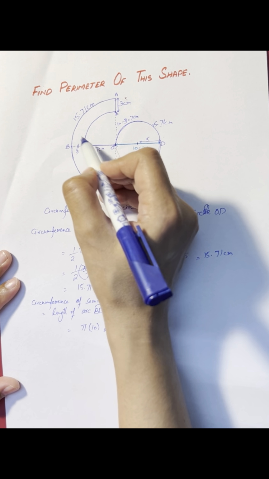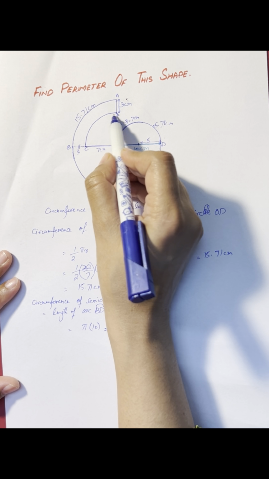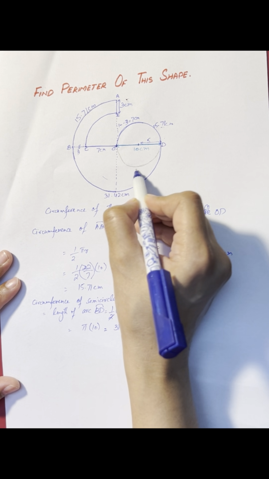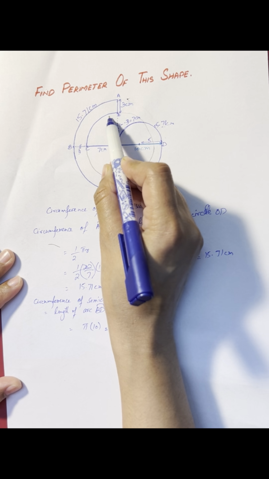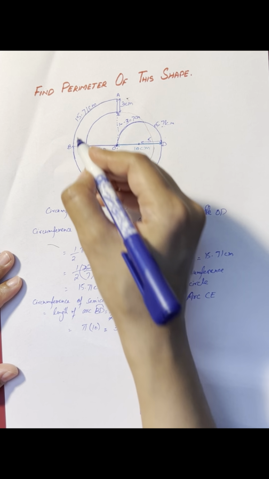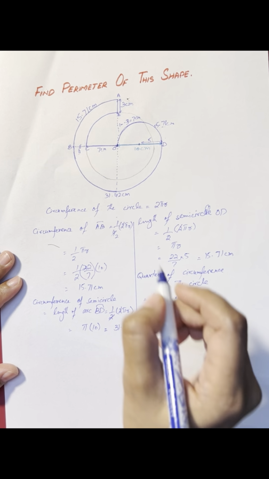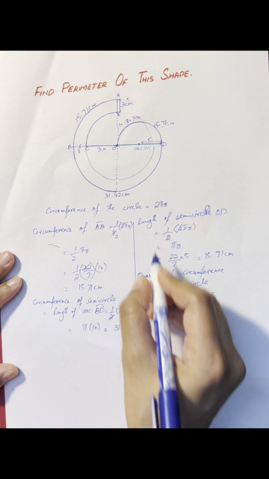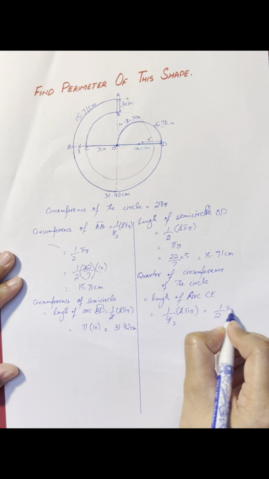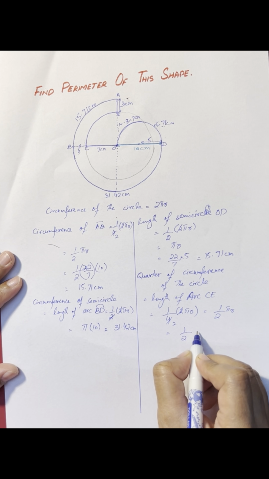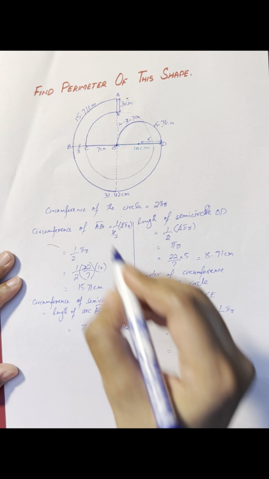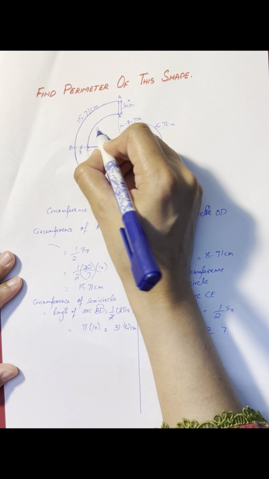Now what I have to do is find this arc length CE. Now I will erase this and I will make this complete circle like this. Now see, what is the radius of this circle? It's 7 centimeter. The length of this arc CE is basically 1/4 of the circumference of the circle, equal to 1/2 pi r. And what is the radius in this case? It's basically 7 centimeter, so we get 11 centimeter. So this distance is 11 centimeter.